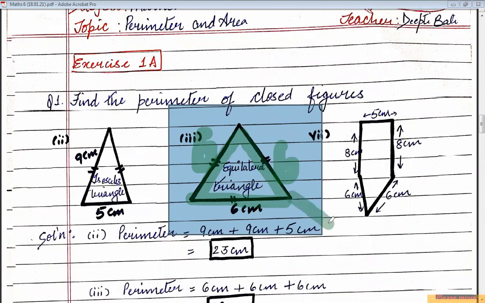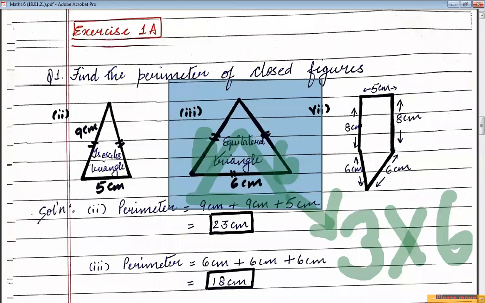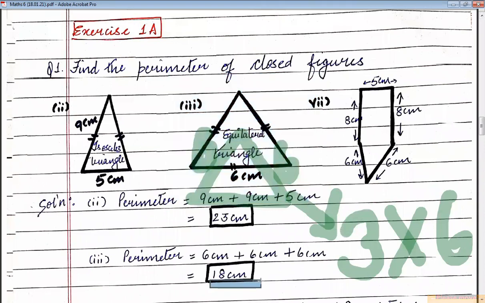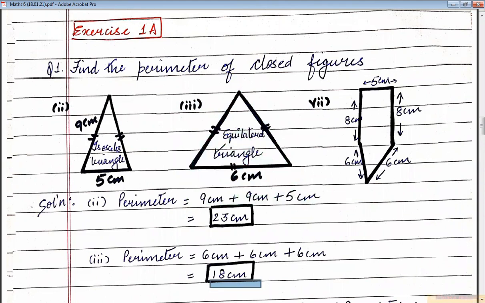So what is the perimeter? 18. Or children, you can use the direct formula, that is perimeter of equilateral triangle is 3 multiplied by its given side, and side is given 6. So 3 multiplied by 6 is equal to 18. Let's check our answer. It is 18. So what is the perimeter of your equilateral triangle? That is 18 centimeter. Now children, I hope you are clear with the equilateral triangle also.